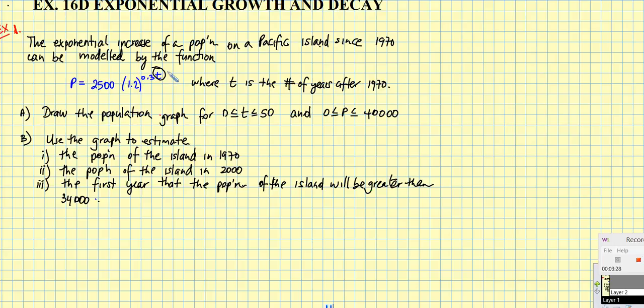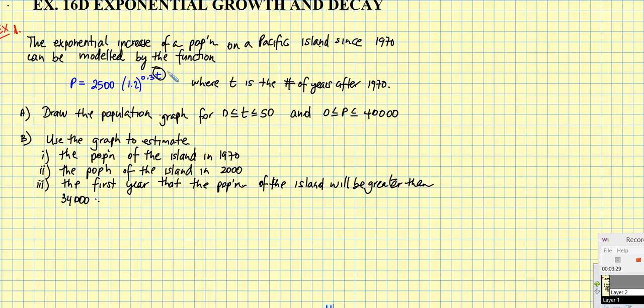So if I look at after 1 year, what's my population going to be? After 2 years, after 3 years, I would just plug in the value of t into the exponent, and I would get my value of the population at that time, after 1, 2, 3, or 4 years, etc. All right, so before we do anything, it says to draw the population graph from 0 to 50 for the time, and the population would be going from 0 to 40,000.